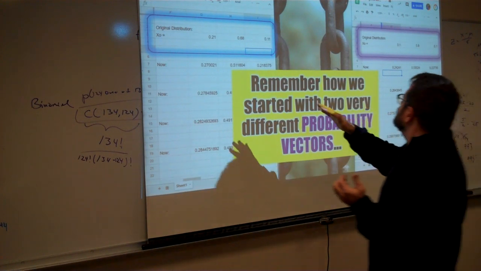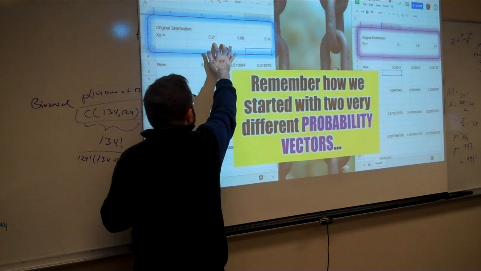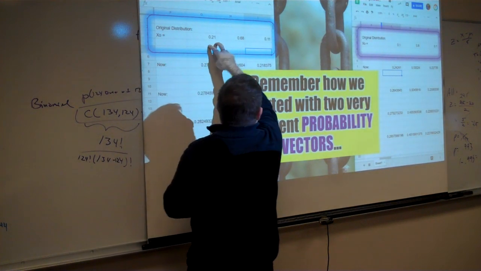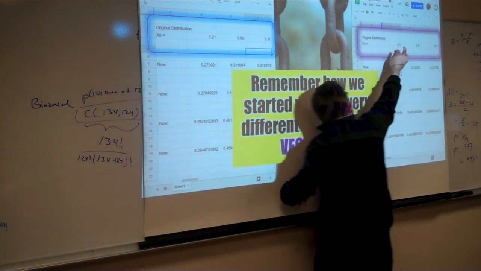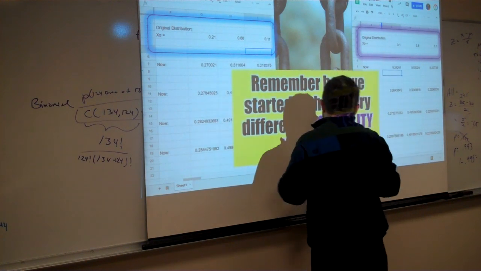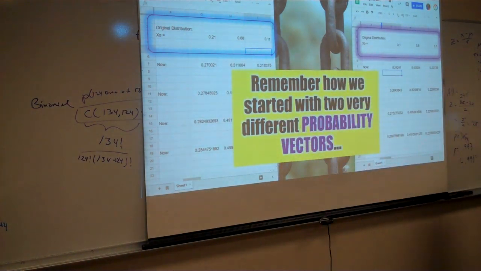So remember, we had these two very different initial populations. Here's where I had 21% in group 1, here's where I had 10% in group 1, and so on. And again, just to throw the vocabulary around, your book is calling those vectors. Originally it was calling them population vectors, and then it switched to the word probability vectors. I get why they call it probability vectors. They're saying there's a 21% probability you're in group 1, a 68% probability you're in group 2, whatever. Okay, however they want to call it.